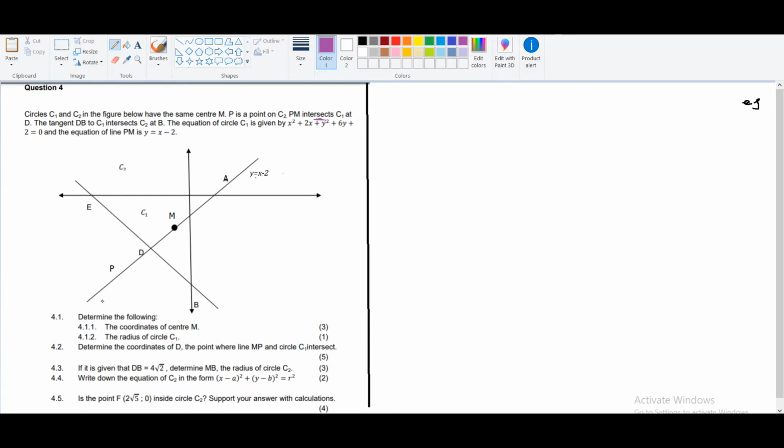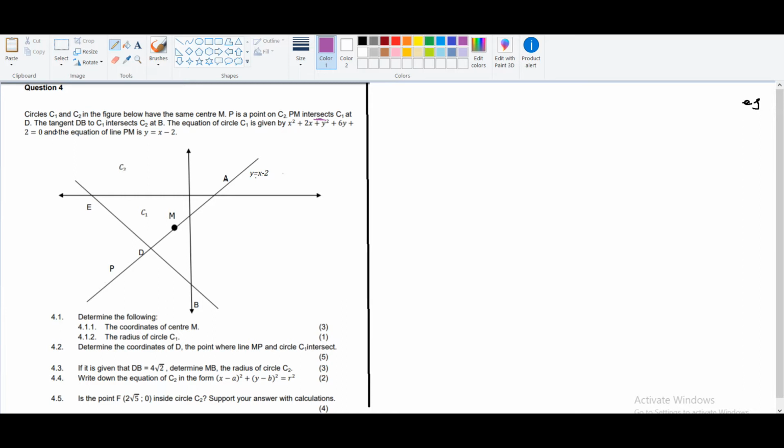That means PM intersect C1 at D. So that means you have the line PM. What is PM? There it is. There is line PM, right? That means PM is meeting the circle at the point D, circle C1, right? At D. Then what else do we know?